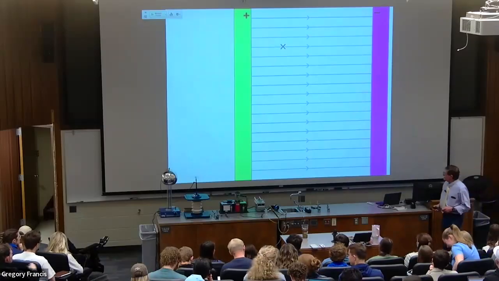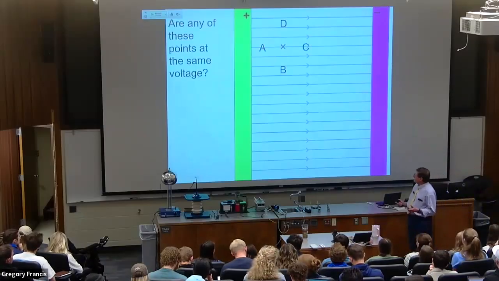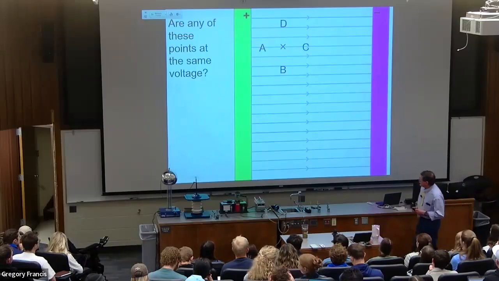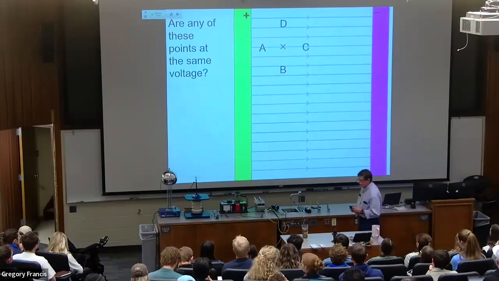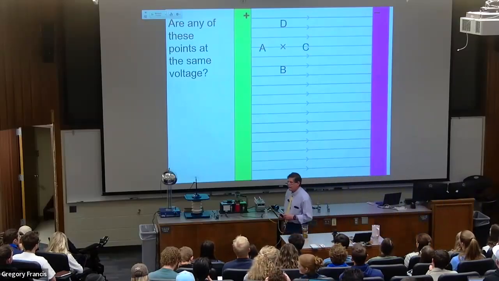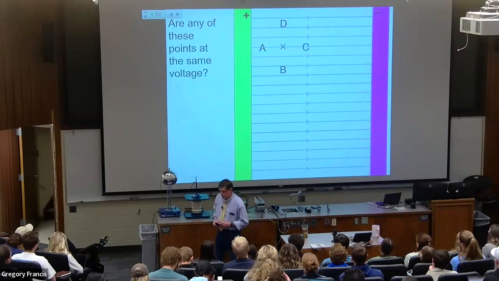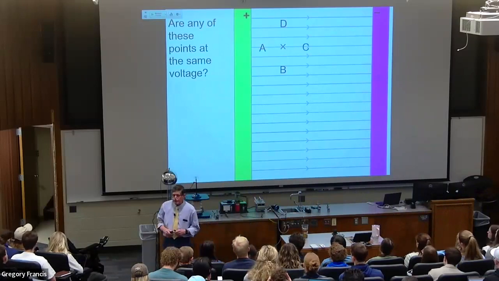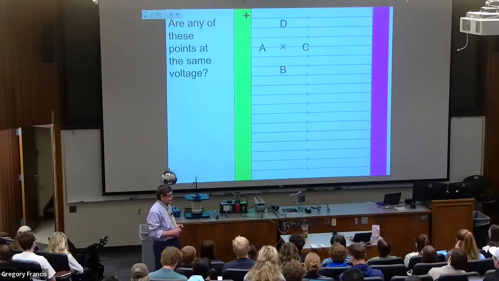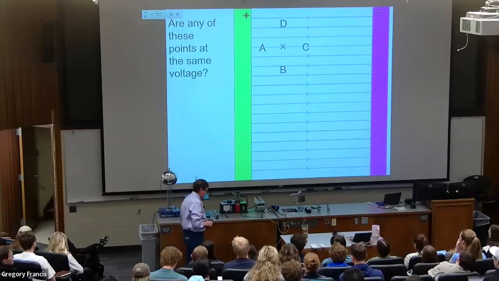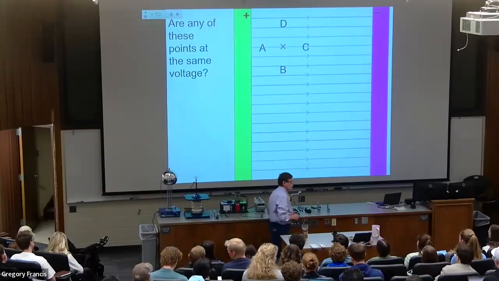If I were to ask you, are any of these points, A, B, C, or D, at the same voltage as the X? Tell your neighbor, are any of those points, A, B, C, or D, at the same voltage as the X?